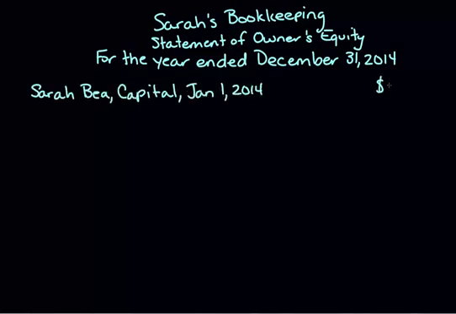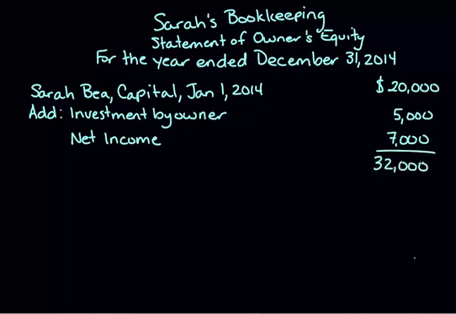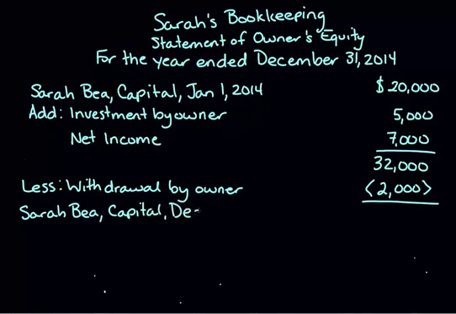The statement of owner's equity always has the same five things. Number one, the opening balance. Number two, investment by owner. Number three, net income or loss. Number four, withdrawals by owner. Number five, the closing balance of the capital account. We always make the statement of owner's equity second, and the reason for that is because we are going to use that closing capital balance on our next statement, the balance sheet. So pay attention to that $30,000 because we are going to use it on the balance sheet next.